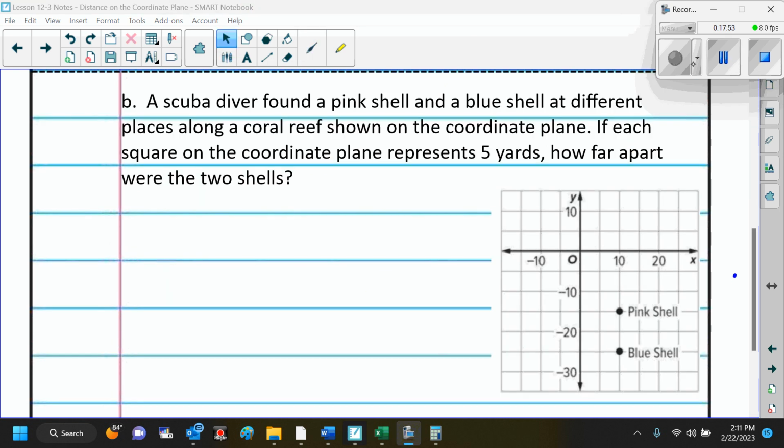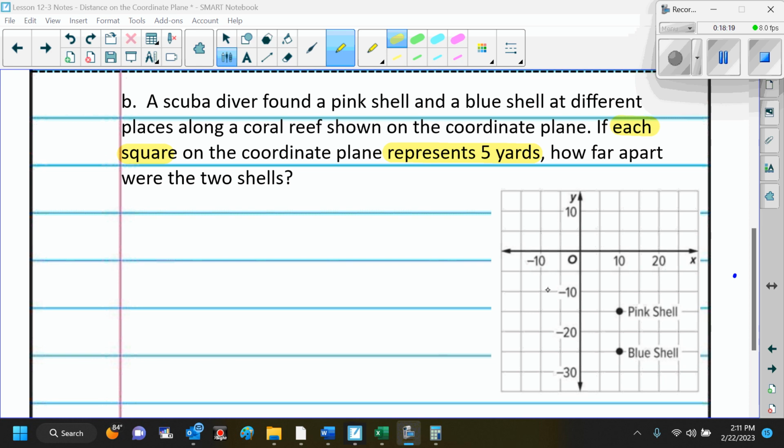So I would like for you to do example B with your table partners. It says a scuba diver found a pink shell and a blue shell at different places along the coral reef shown on the coordinate plane. If each square on the coordinate plane represents 5 yards, how far apart were the two shells? So take a minute or two and get that one done.